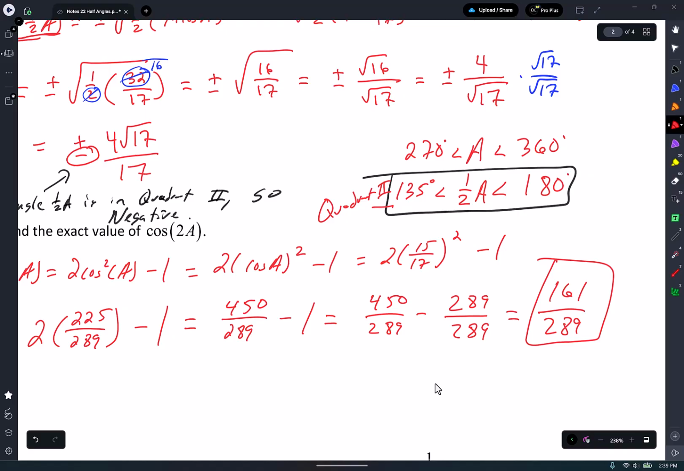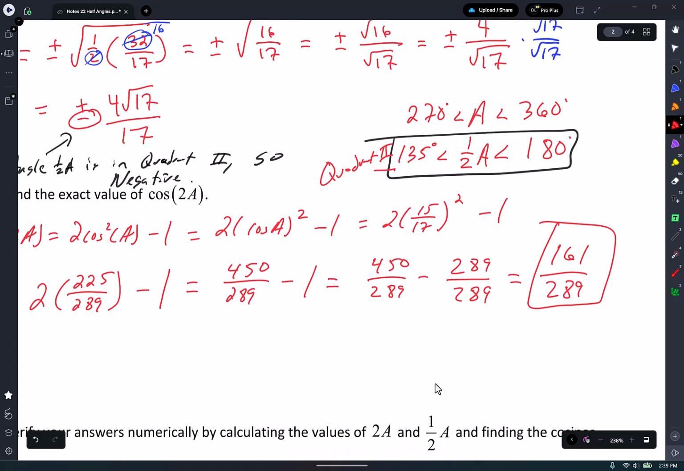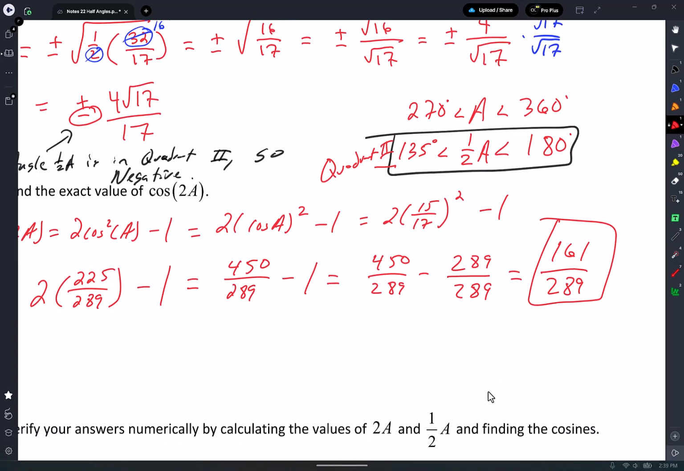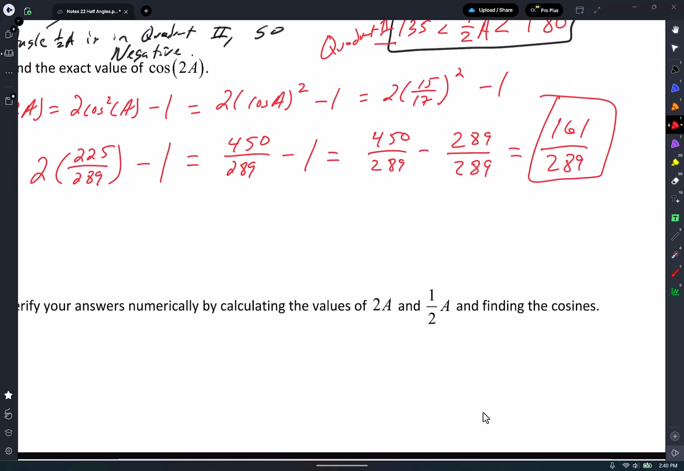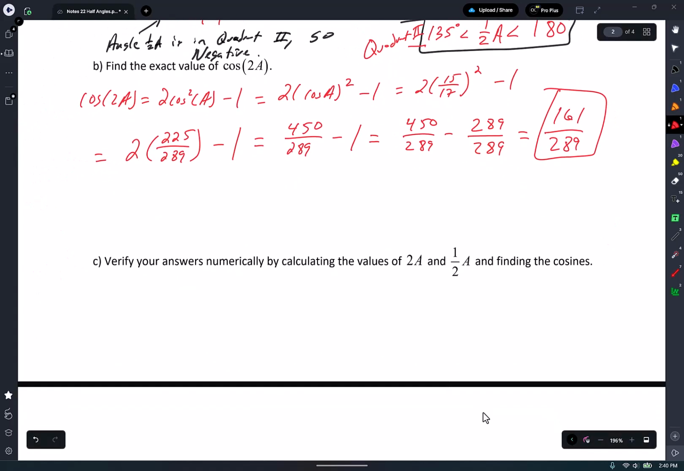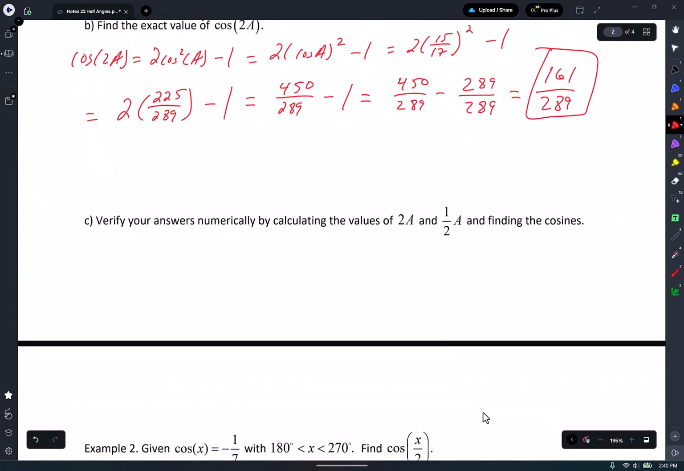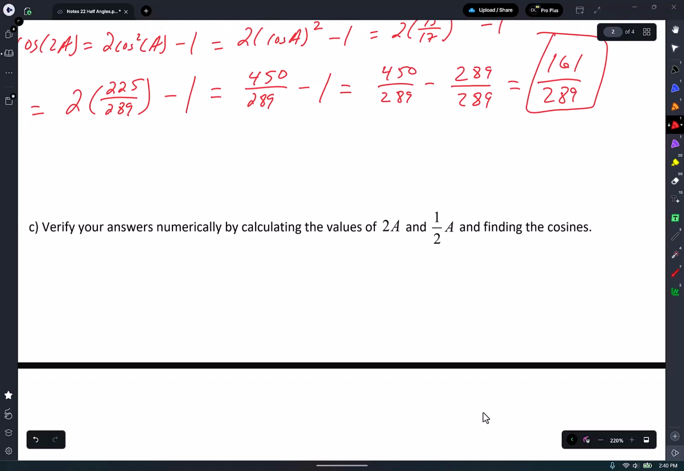I won't get the right answer for letter C. Does that look all correct to you? I think we're good. All right, don't write anything down for letter C. I just want you guys to see. It says, verify your answers numerically by calculating the values of 2a and half a and finding the cosines. So what it's telling me is to find the angle.